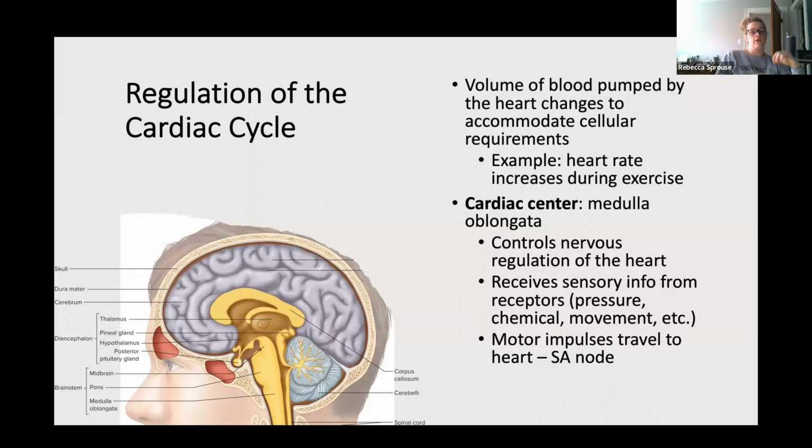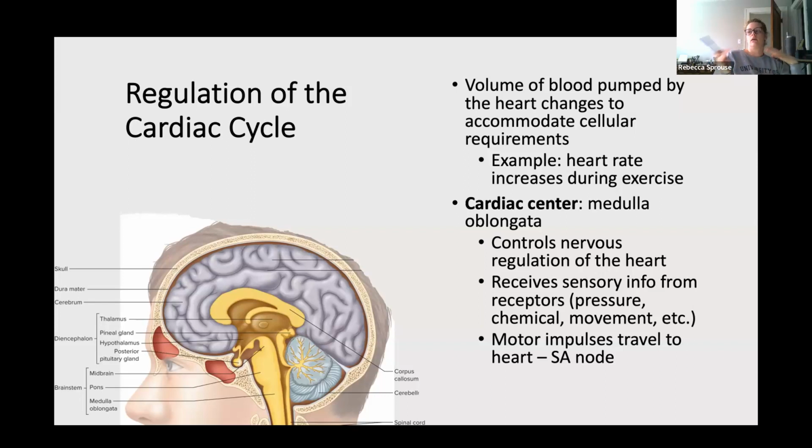Now, if you're exercising, for example, you're using your muscles. And as your muscles are contracting more often, they're using more oxygen. So if that were to happen, we would need to increase your heart rate to pump blood faster out into the body to deliver oxygen to the tissues more often. Okay, so that can be controlled by the nervous system if need be during certain events of the body.